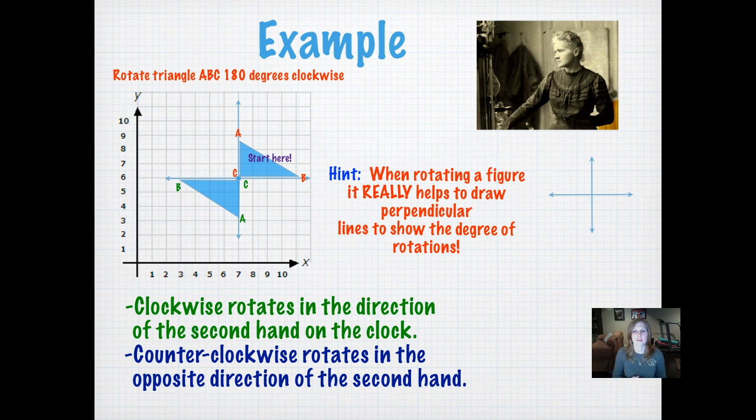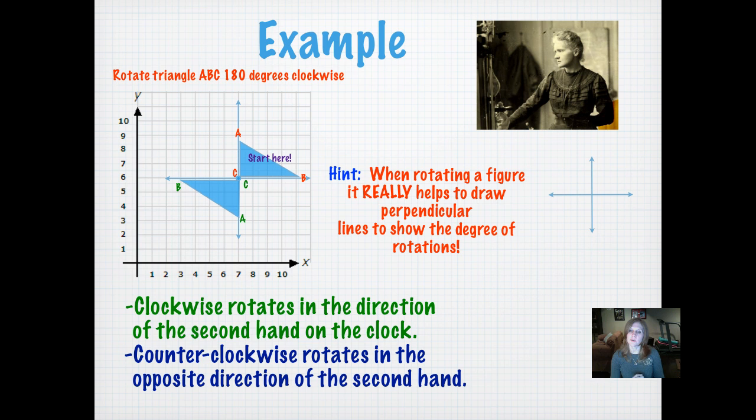Okay, here's our first example. First of all, we're going to rotate that triangle. See the triangle? It says start here. We're going to rotate triangle ABC 180 degrees clockwise. What you need to know to do that is that I actually drew an x-axis and a y-axis right along my point of rotation, so that it would be easier to know when I've rotated 90 degrees, when I've rotated 180, and when I've rotated 270.